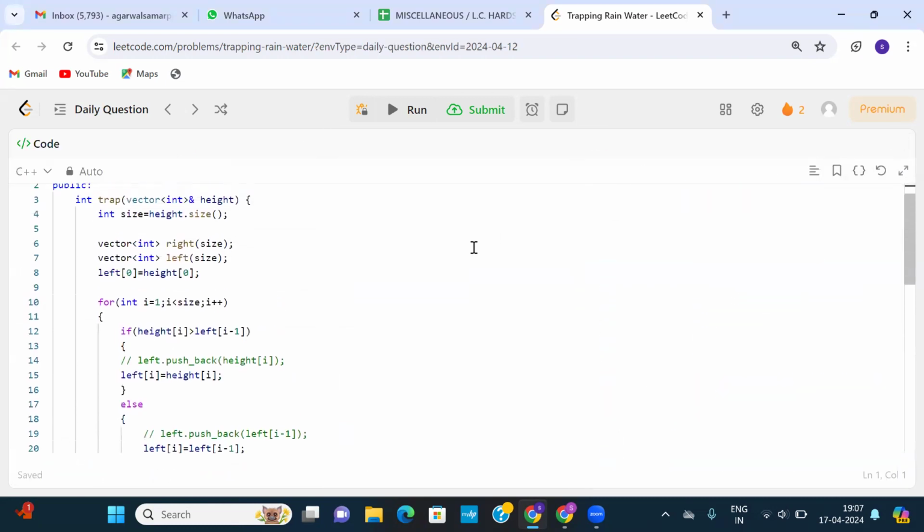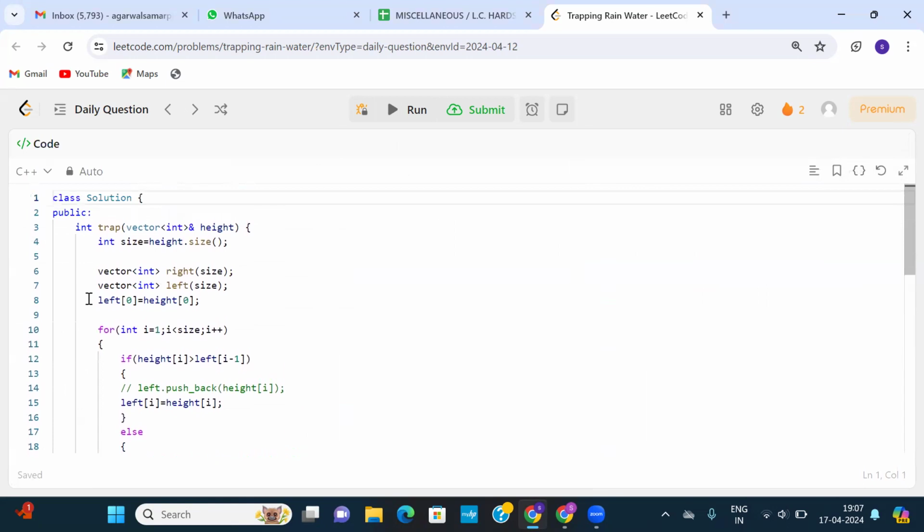What we did is we have made two arrays, one right, one left. In the left array, for every index, we are storing the maximum height towards its left. And in the right array, we are storing the maximum height towards its right. Left at the index of 0 will always be equal to height at the index of 0. Yes or no? Because for the 0th index, there is no bar present at its leftmost side. So left at the index of 0 will be equal to height at the index of 0.